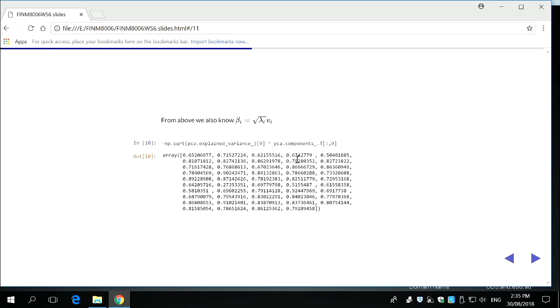Well, this suggests another way to extract the factor returns. Anyone know how to do the factor returns? If we know beta, how do we estimate the factor returns if we know beta?